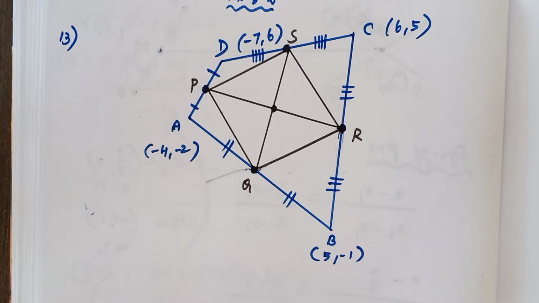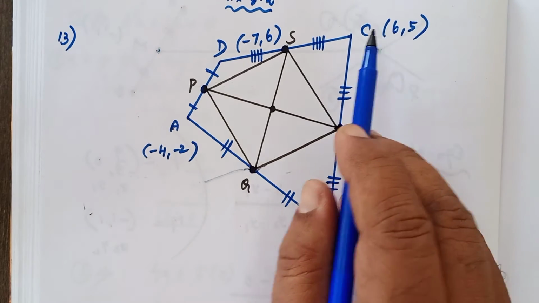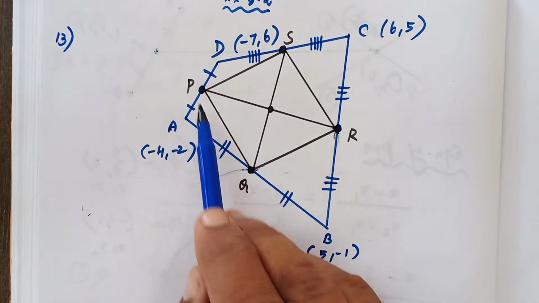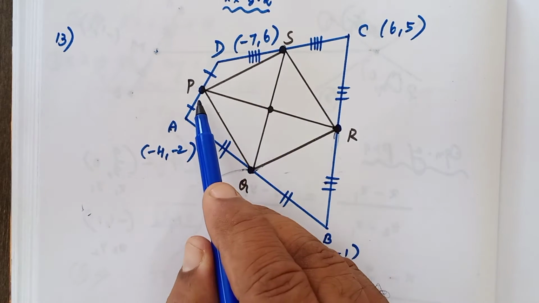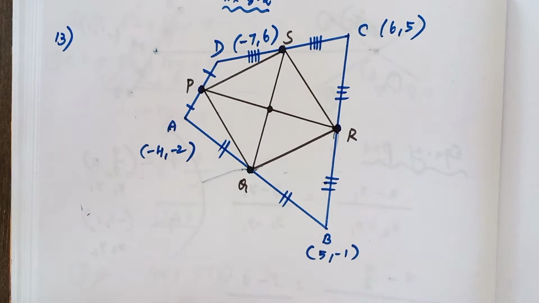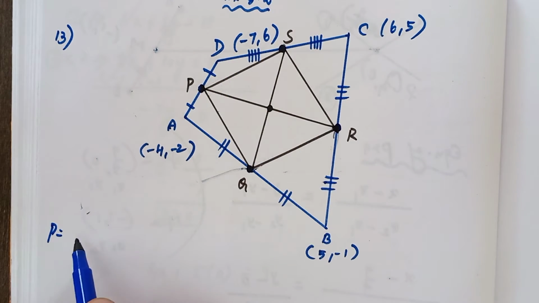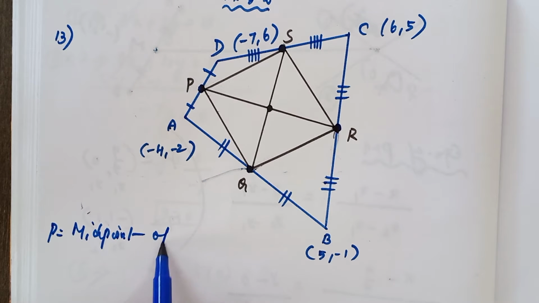Okay. Here you are given A, B, C, D, that is a quadrilateral. We have to prove the midpoints of all the sides form a parallelogram. First we can find the midpoints of each and every side. P is the midpoint of AD.